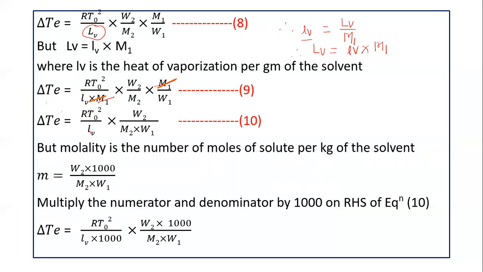Okay. So we have to understand the difference between the capital LV and small LV. Small LV is heat of vaporization per gram of the solvent into W2 divided by M2 into W1. So we write equation 10 in this way. Now let us introduce the molality in the equation 10.